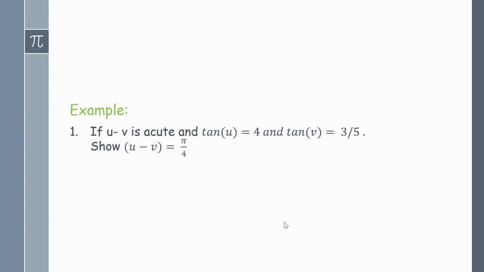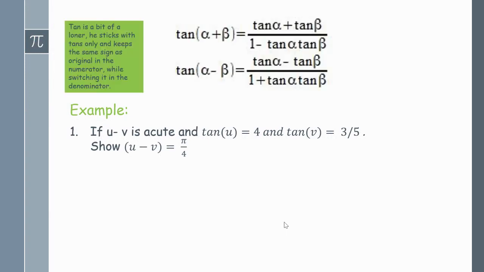Last question, we're going to use tan. So tan has its own formula here. Now what I like about tan is it's a bit of a loner, right? It's a bit separate, it's a bit different to the other two graphs, and it sticks by itself. So notice that we have tan alpha plus beta. We'll have tan alpha plus tan beta on the numerator, but then the sign swaps to negative on the denominator. The same if we have tan alpha minus beta, we have a minus on the numerator and a positive on the denominator.